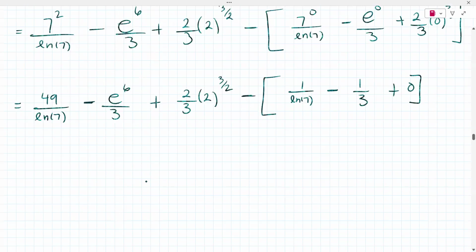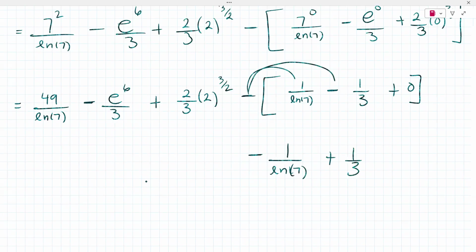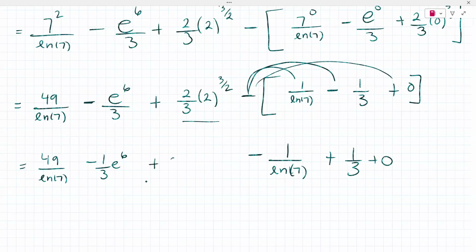Okay, and then I would just FOIL out this minus, so this is negative 1 over ln of 7. Over here, 2 negatives becomes a positive, so that's 1/3. Over here, this is just going to be 0. So this is going to be 49 over ln of 7. This can be expressed as negative 1/3 e to the 6, and then this thing right here would just be the same.